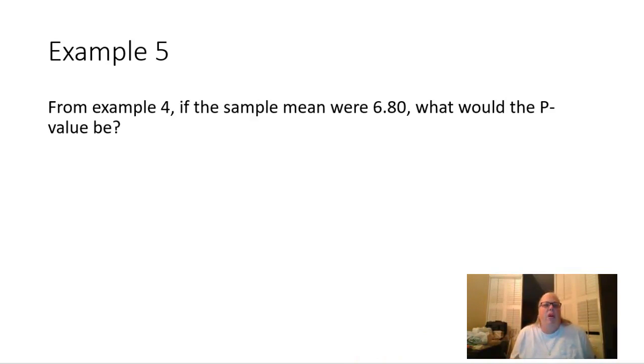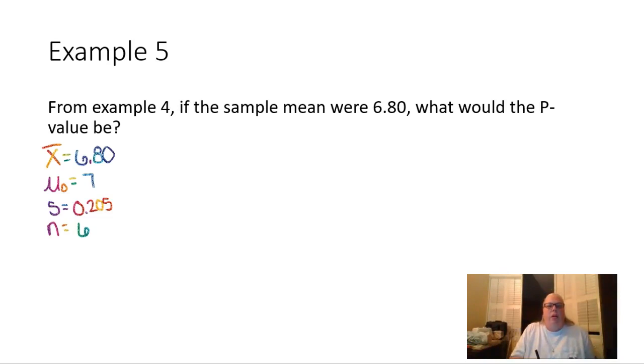Example 5. From example 4, if the sample mean were 6.8, what would the p-value be? And here is a reminder of the information we had from example 4. The mu 0 was 7, the standard deviation for the sample was 0.205, and the sample size was 6. And here is our new mean. So if we're going to find the p-value, we need to find a new test statistic.